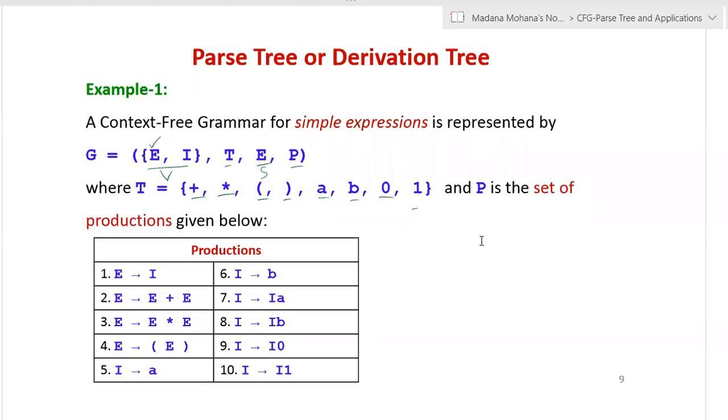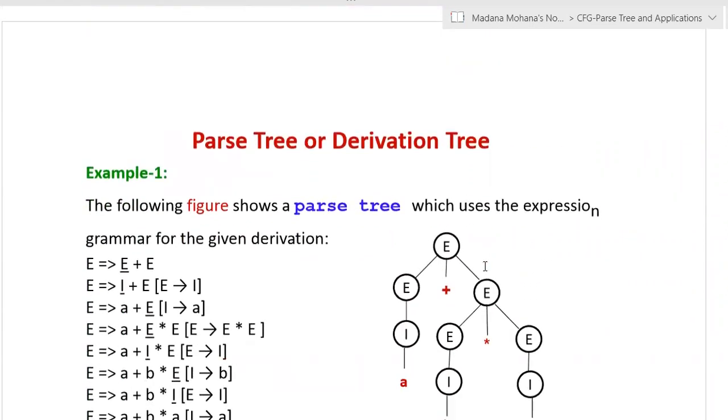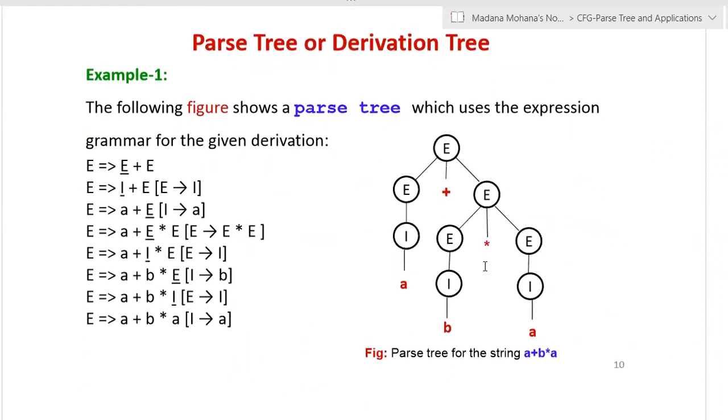Here we have two types of derivations, which we covered in our earlier lecture: leftmost derivation and rightmost derivation. You can construct either a leftmost or a rightmost derivation for any given string, or you can take your own string. Once the derivation is done, we have to draw its derivation tree or parse tree by satisfying the above properties. The following figure shows a parse tree which uses the expression grammar for the given derivation. First we have to consider the derivation shown here.